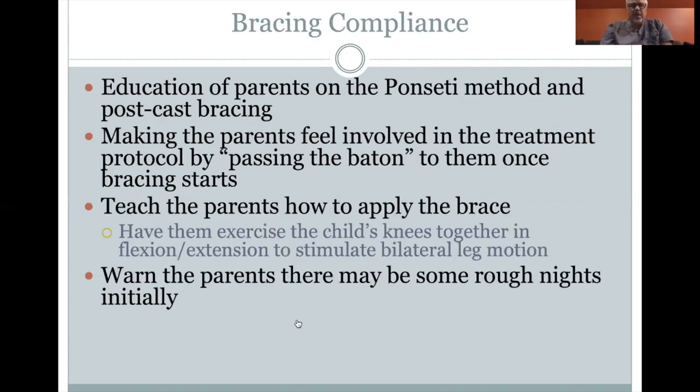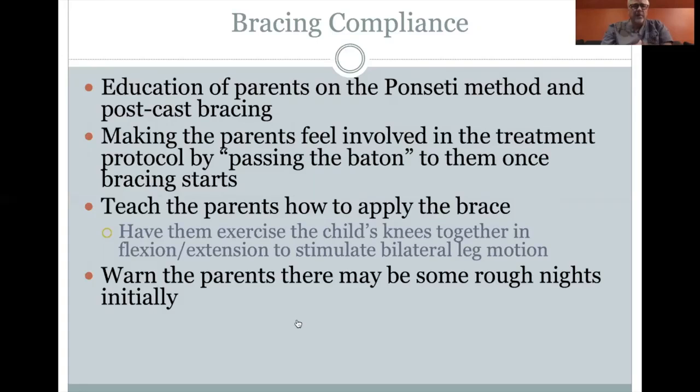It's really important to educate the parents on the Ponseti method and the post-cast bracing, and he always described it as making the parents feel like they're involved in the treatment protocol by passing the baton of treatment to them once the bracing starts. So you've done your part as a physician, correcting the deformity with the casting and tenotomy. Now they have to maintain that correction, and they're part of the treatment team with making sure that the bracing protocol is followed at home.